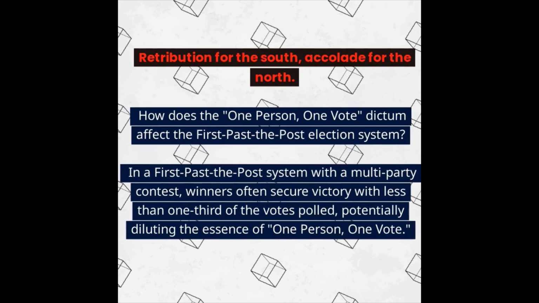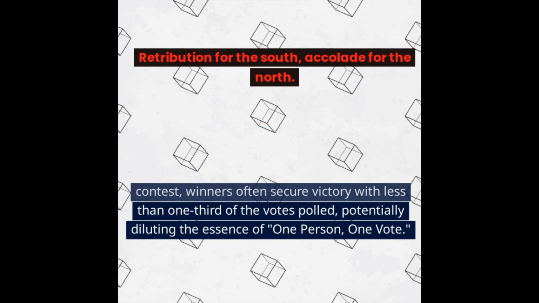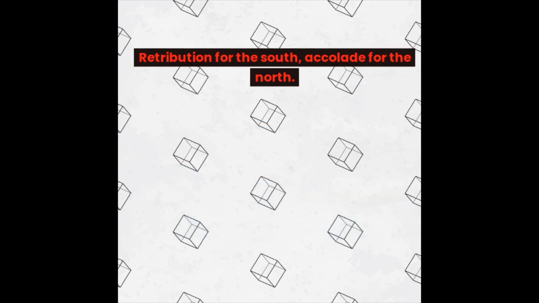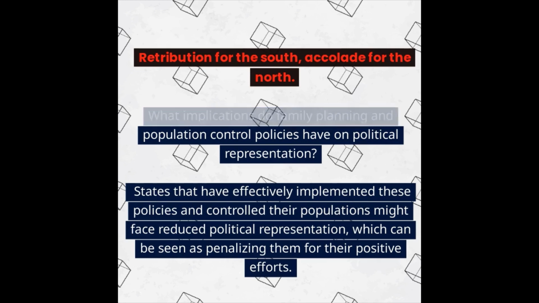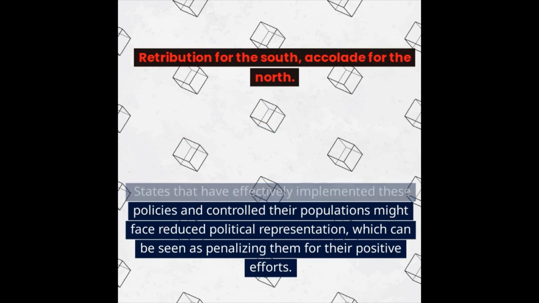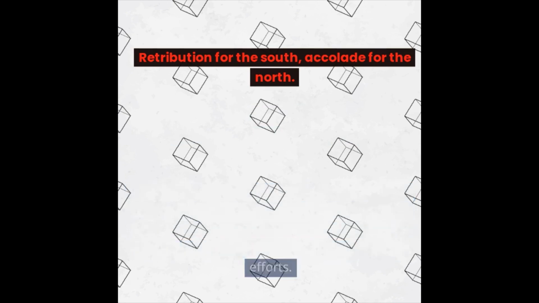How does the one person, one vote dictum affect the first-past-the-post election system? In a first-past-the-post system with a multi-party contest, winners often secure victory with less than one-third of the votes polled, potentially diluting the essence of one person, one vote. What implications do family planning and population control policies have on political representation? States that have effectively implemented these policies and controlled their populations might face reduced political representation, which can be seen as penalizing them for their positive efforts.